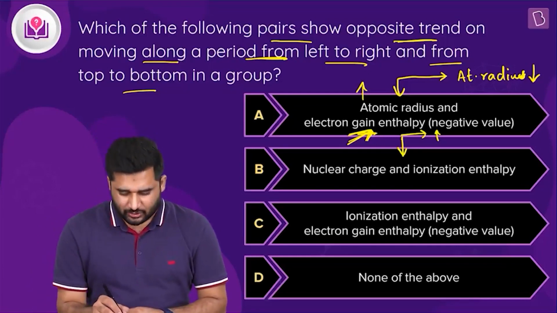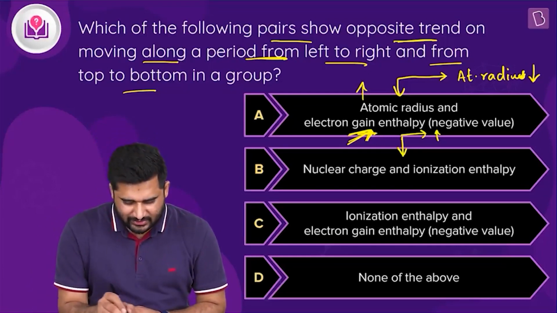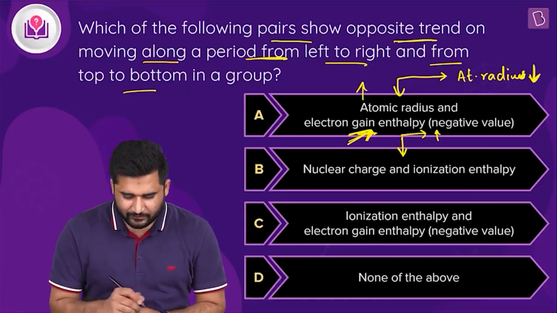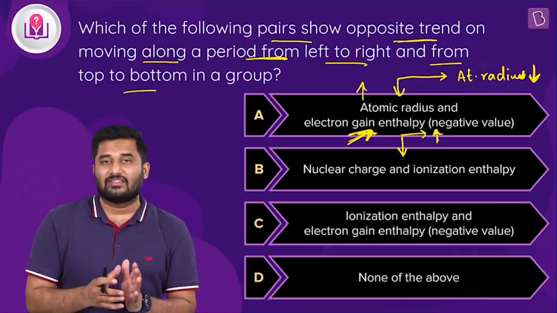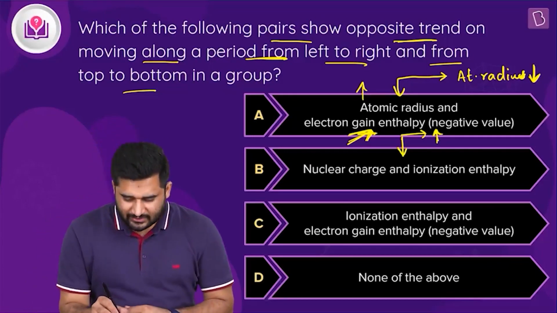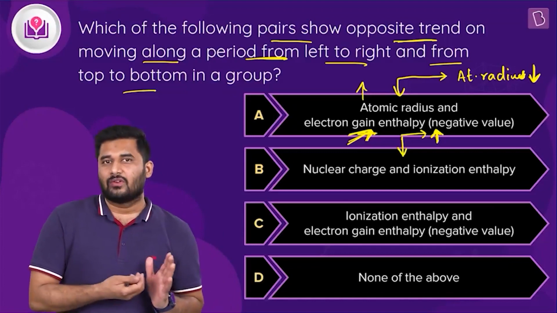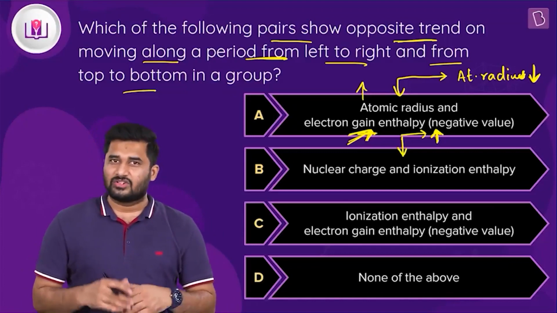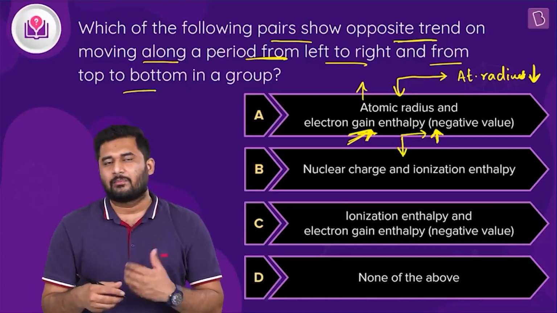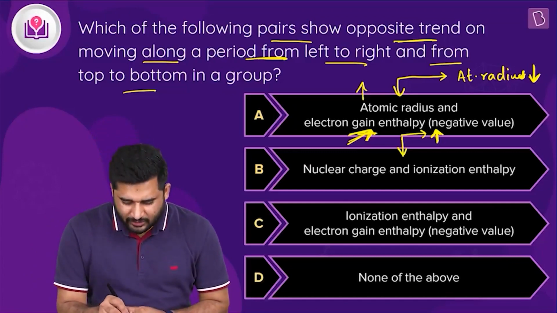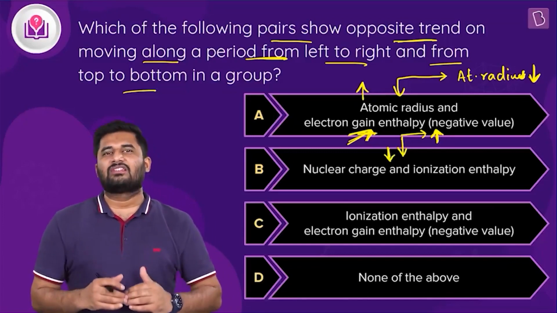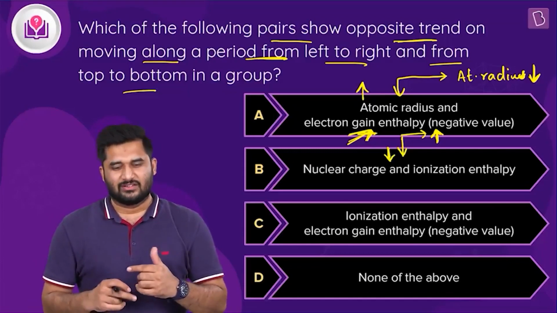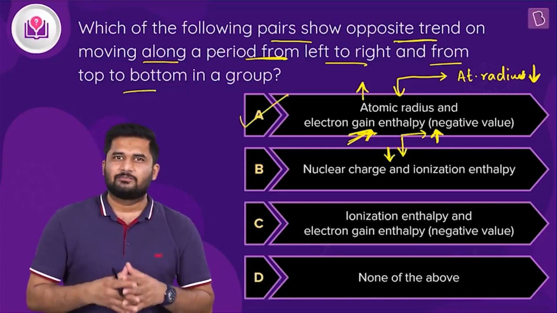All right. So one thing is clear here: atomic radius is decreasing as you move along a period, whereas the electron gain enthalpy is increasing as you move along a period. So these trends are opposite, which is what is required. Then let's compare down the group as well. Down the group, atomic radius is increasing, whereas electron gain enthalpy, negative value, is decreasing. So you can see both of these trends are opposite to each other, which means option A is the right answer.